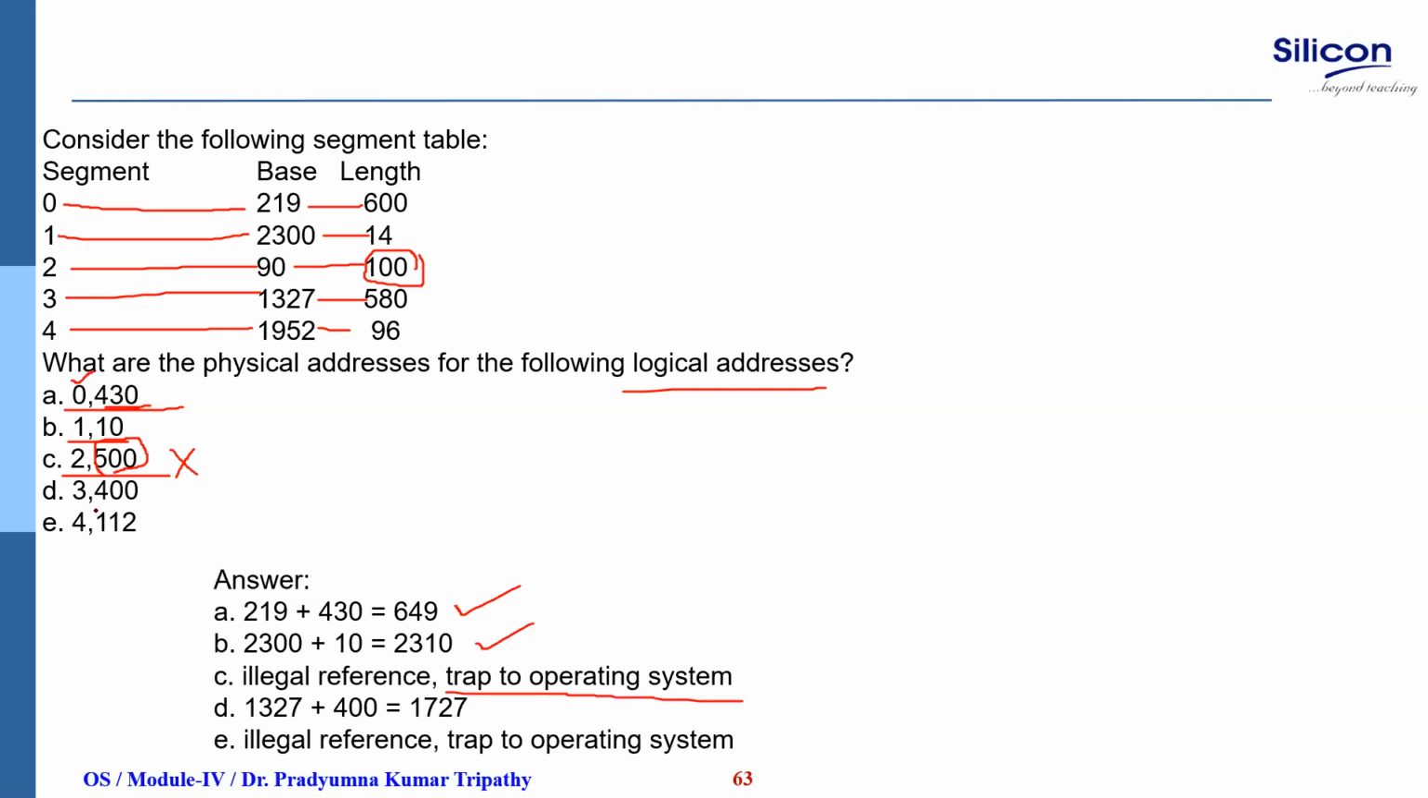Understood? And for the next one, 400 for the segment, 400 is less than 580, so it is valid. So you add it with 1327 to get the physical address. Then it generates 112, whereas the limit is 96. So you are generating beyond the range, therefore it is an error. I hope it is understood. Can you compute or not? Very simple.